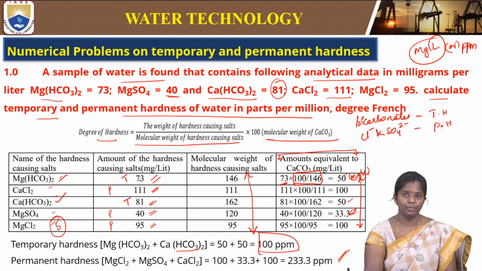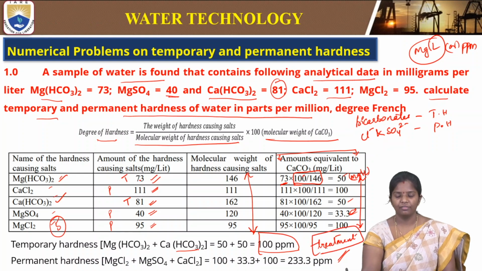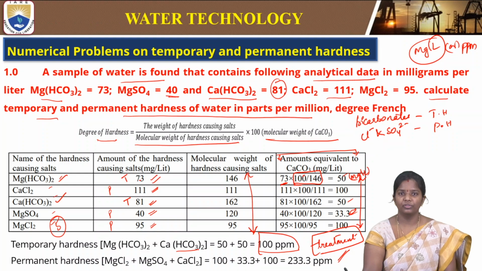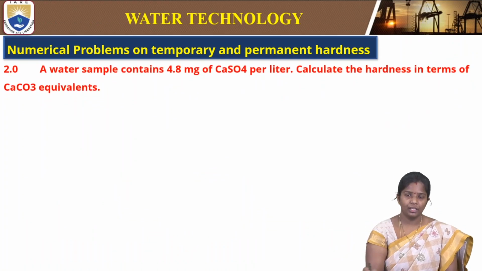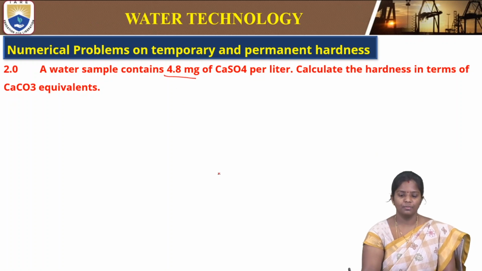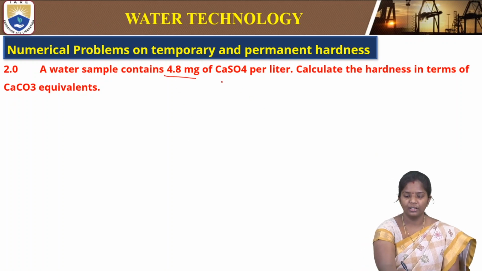If we see this sample, there is a lot of permanent hardness present, so we have to go for treatment after the removal of temporary hardness. Treatment with chemical agents, ion exchange, or any other method such as reverse osmosis can be used to remove this permanent hardness. So next, a sample contains 4.8 milligrams of calcium sulfate per liter.